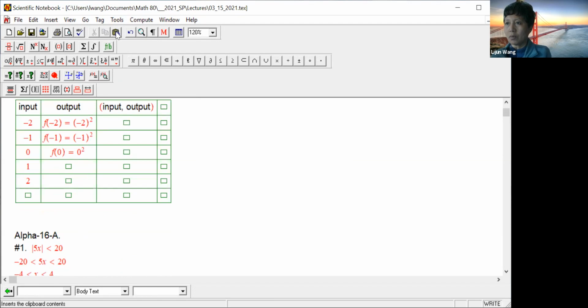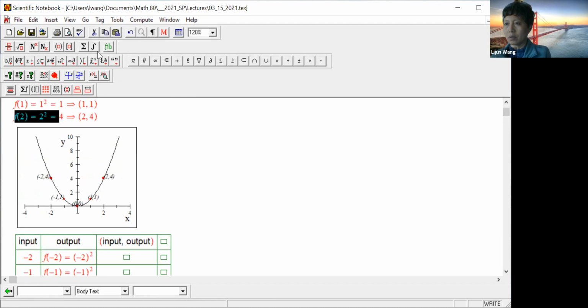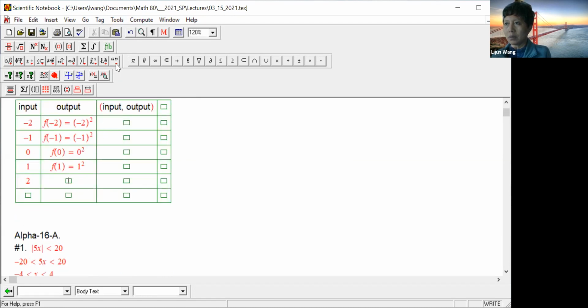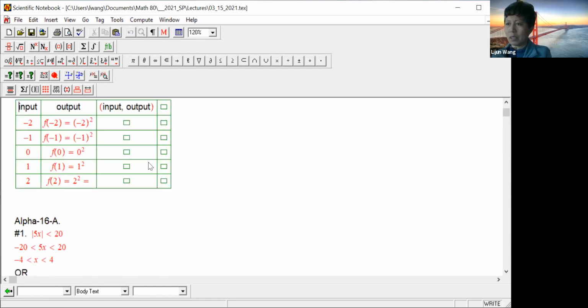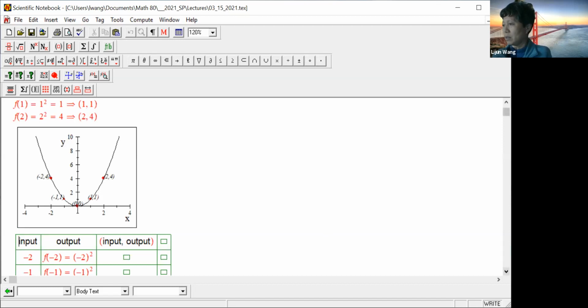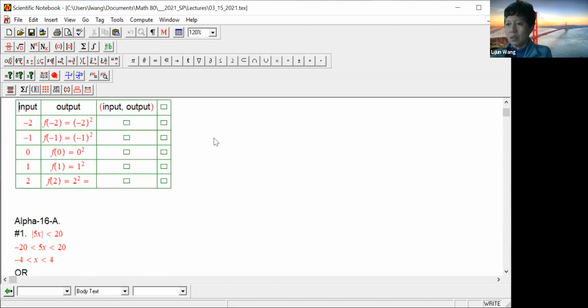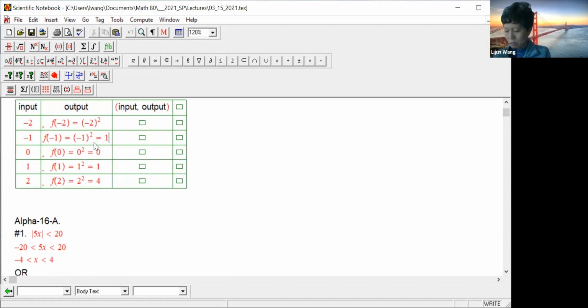Have you guys seen some of these before? Yes? And of course the table can be longer, but we're not going to do that many. Okay, I'm sorry about that. So this is going to be 0, this is going to be 1, and this is going to be 4, and this is 1, and that is a 4. So we got these points. So we're doing these repetitively. I hope everybody got it.